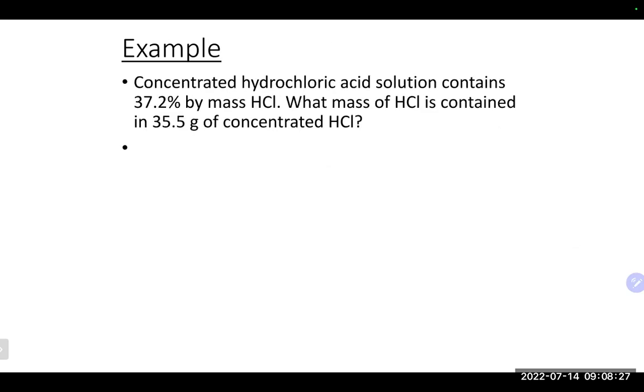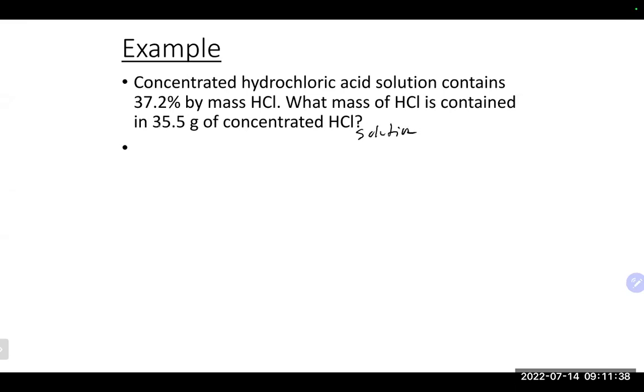So I'm going to try another one. A concentrated hydrochloric acid solution contains 37.2% by mass hydrochloric acid. What is the mass of hydrochloric acid that's contained in 35.5 grams of the concentrated HCl solution? We'll help you out there.